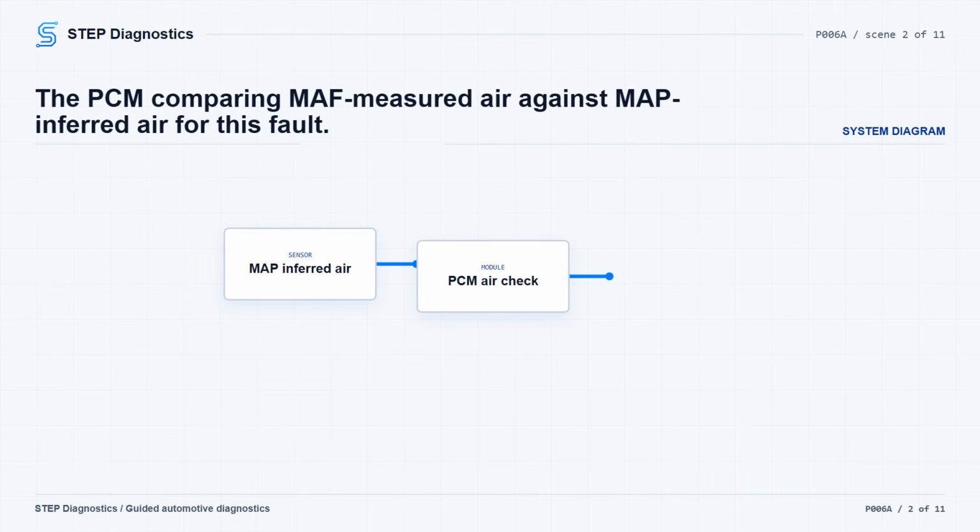Broadly, this can involve possible intake air leaks or restrictions, PCV system issues, sensor signal problems, or anything that causes measured airflow and inferred airflow to disagree. Start with the basic system checks and follow a structured diagnostic approach before getting into component testing.